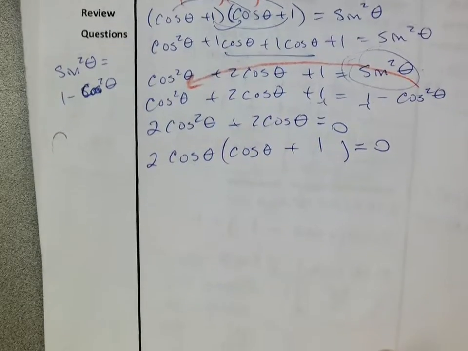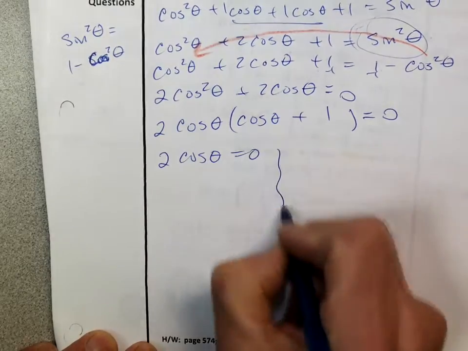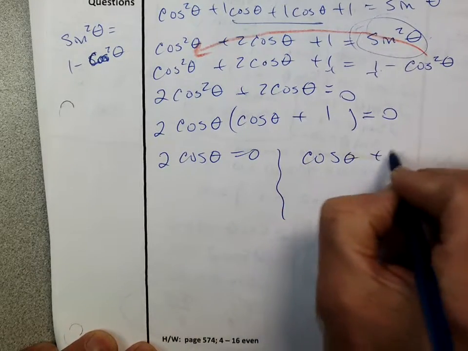Getting pretty close. So I'm going to have 2 cosine theta equals 0, and cosine theta plus 1 equals 0, right?